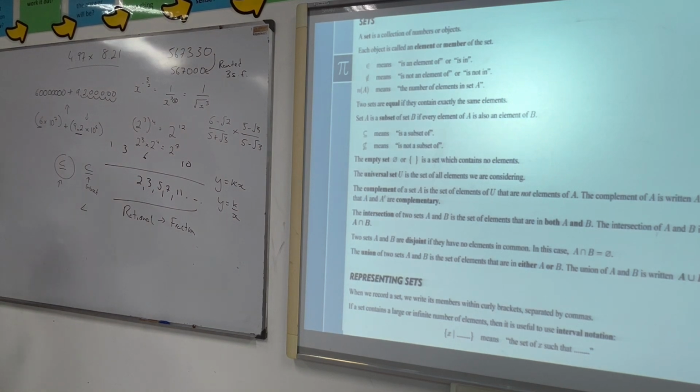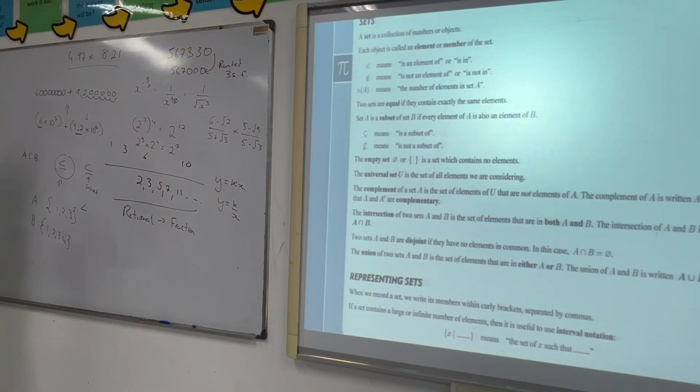So if the elements of A are 1, 2, 3, and the elements of B are 1, 2, 3, 4, then A is a subset of B. Right, A is a subset of B.